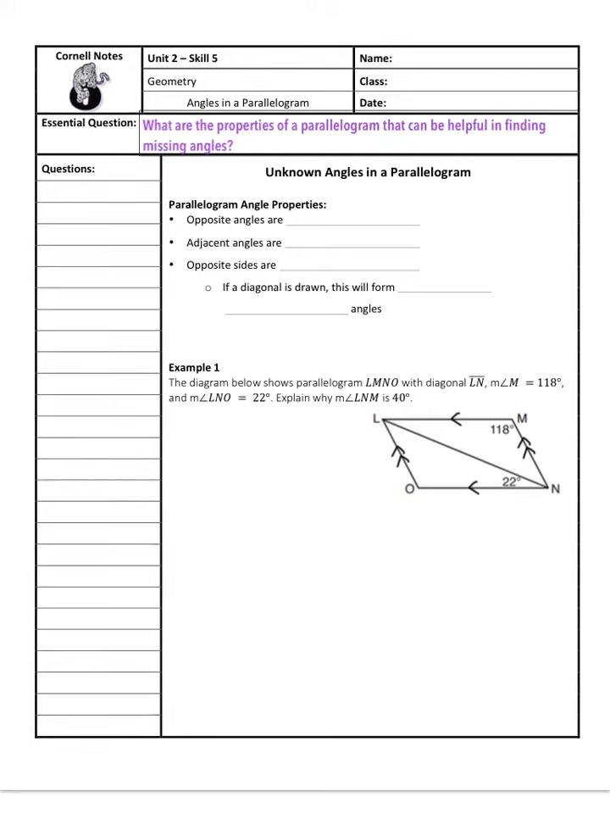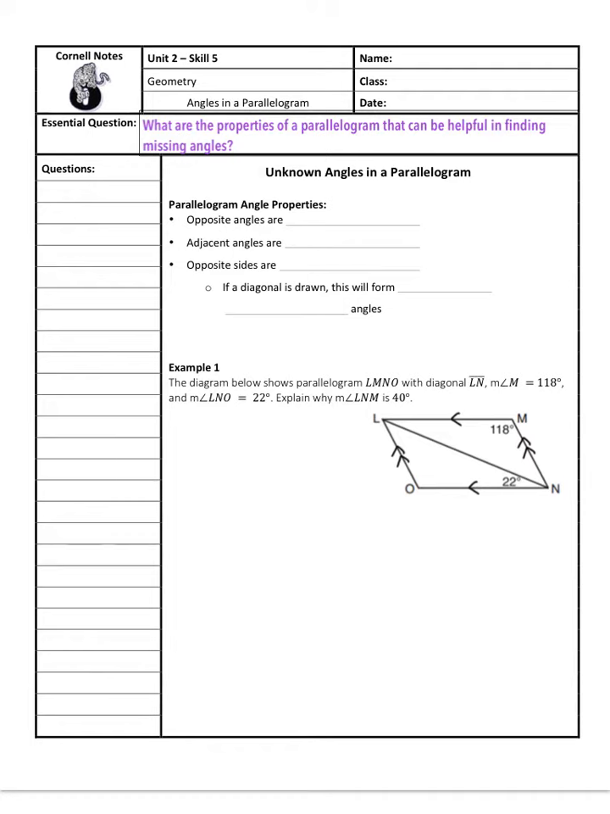Hi guys, Miss Wesley here, and here we are for Unit 2, Skill 5, and this focuses on angles in a parallelogram. There are a lot of different properties about a parallelogram that we are going to learn about throughout the course of this year, but we're going to touch on just some of the more important ones that help you to determine missing angles.